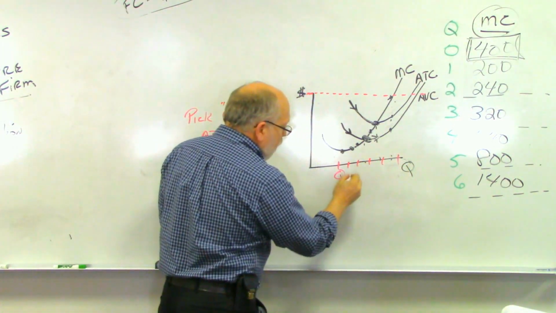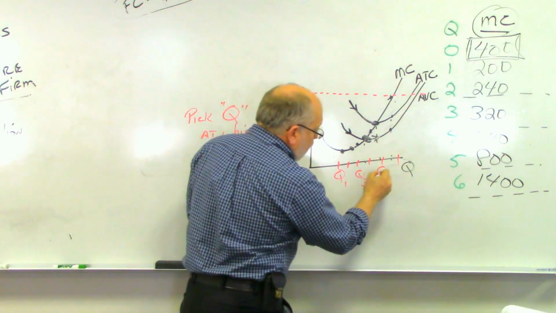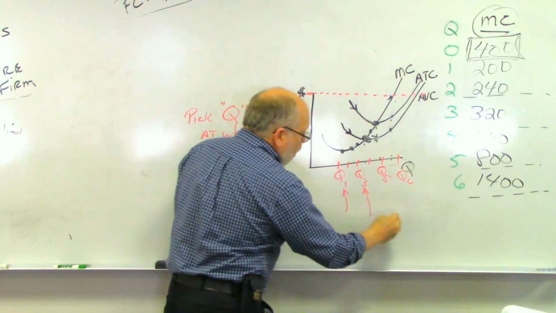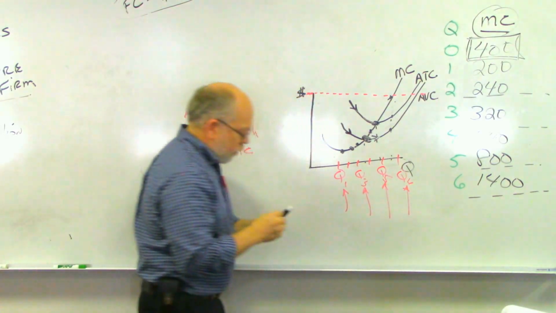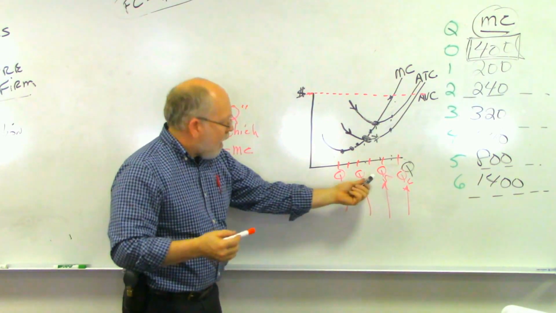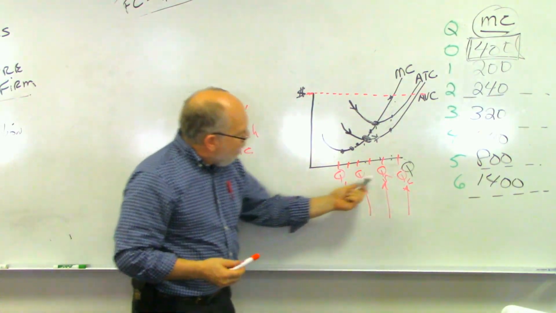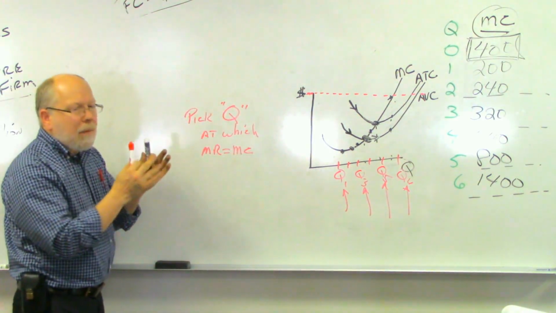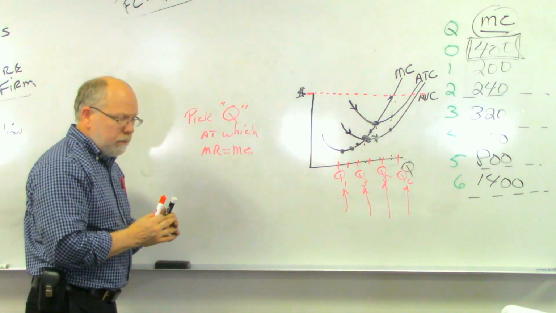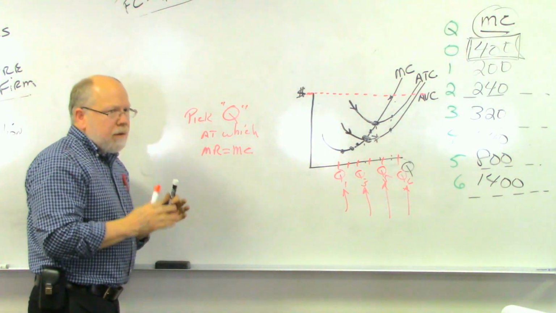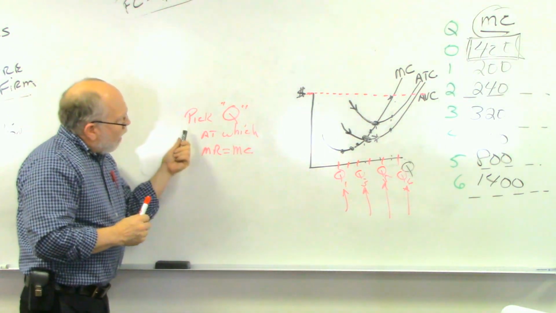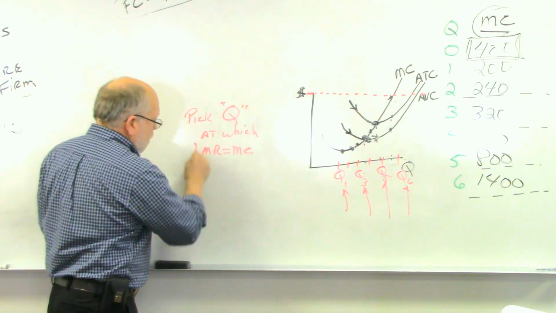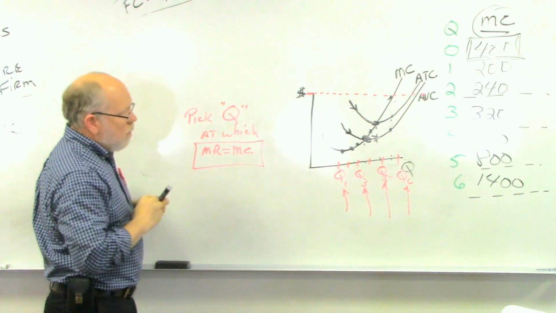Could be Q1, Q3, Q5, Q6. Which one of these outputs, where should we produce? Should we produce a lot, an average amount? Should we produce a little? How much should we produce in our factory to maximize our profitability? That's the essence of the profit maximization rule, which is we pick the Q at which MR, marginal revenue, equals marginal cost.